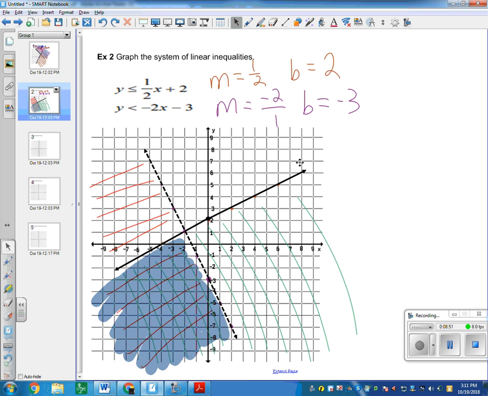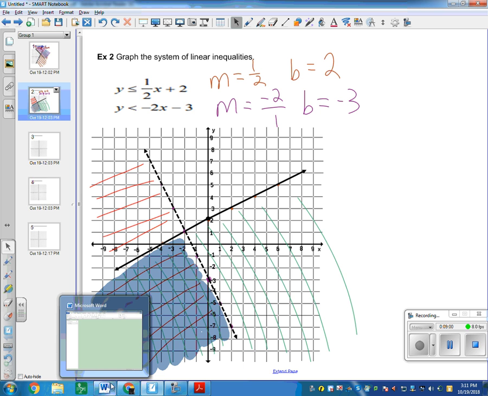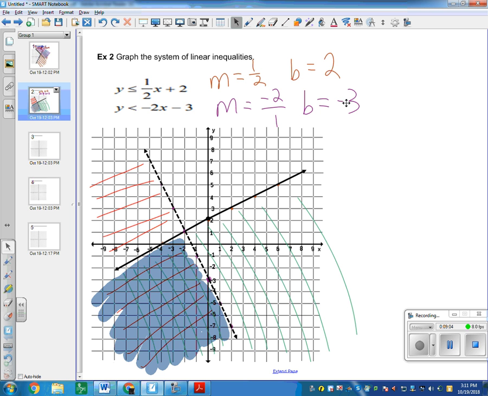Make your line. And remember, before you connect, you have to check. It's going to be a solid line because there's a solid line in the inequality symbol. The second inequality, start at -3. Go down 2, right 1. Make your line, but first you have to know which kind of line it is, solid or dashed. It's going to be a dashed line.